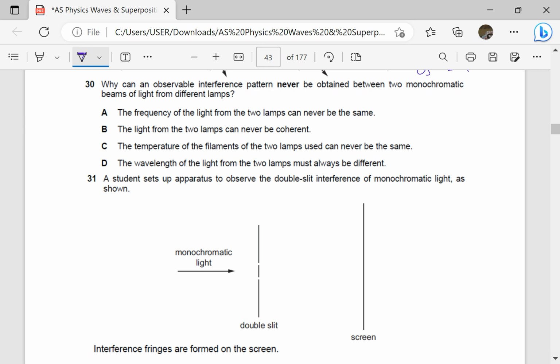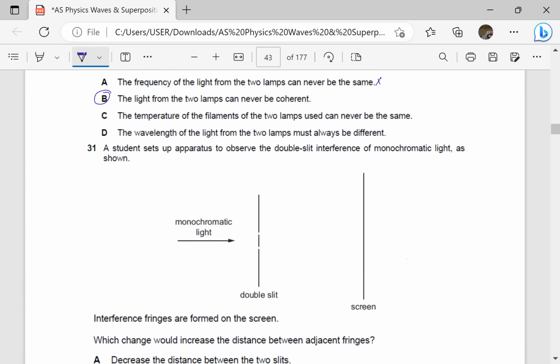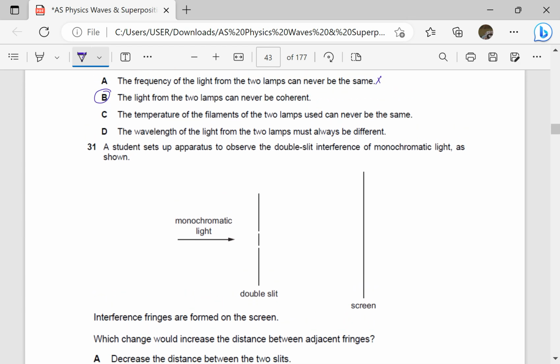So number one, the frequency of the light from the two lamps can never be the same. The light from the two lamps can never be coherent. That is one of the most appropriate answers. The light from the two sources can never be coherent, so that is going to be true. The phase changes abruptly, so they can never be coherent. They cannot maintain a constant phase difference all throughout.